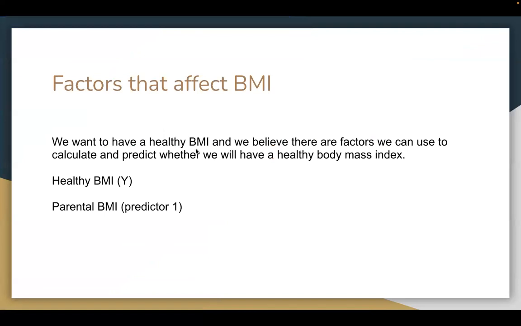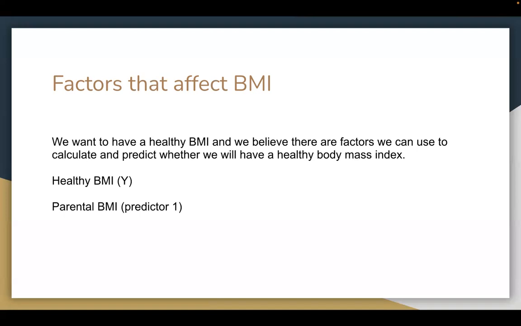So looking at BMI, we're going to try to look at some factors that might affect our BMI and that we can use to calculate and predict whether someone will have a healthy BMI or not. Our Y variable is going to be our BMI, and our first predictor is going to be parental BMI. There are some research studies that suggest that parental BMI has a strong positive correlation with somebody's own BMI. The larger the BMI of your parents, the more likely that yours will also be high. So we assume this is going to be a positive predictor, or that they're going to have a positive correlation.